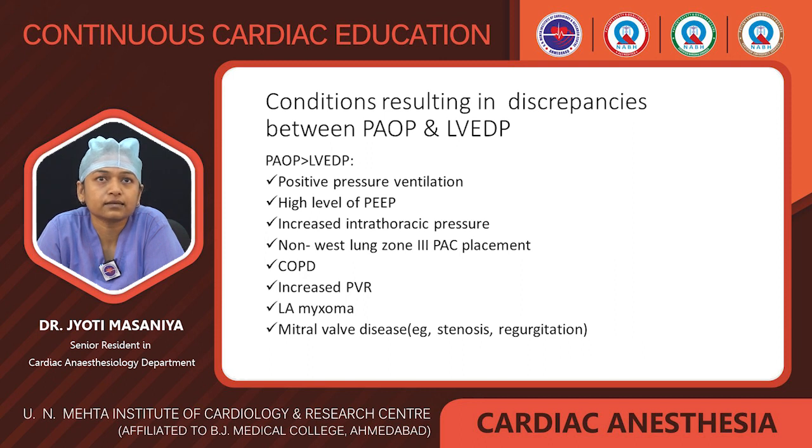Conditions resulting in discrepancy between the pulmonary artery occlusion pressure and the LVEDP. The conditions where the pulmonary artery occlusion pressure overestimates the LVEDP are positive pressure ventilation and a high level of PEEP, as PEEP reduces the size of West zone 3, so it adversely affects the correlation between the pulmonary artery occlusion pressure and the LA pressure.